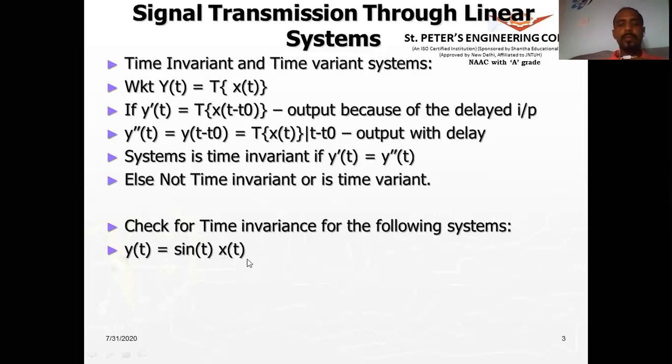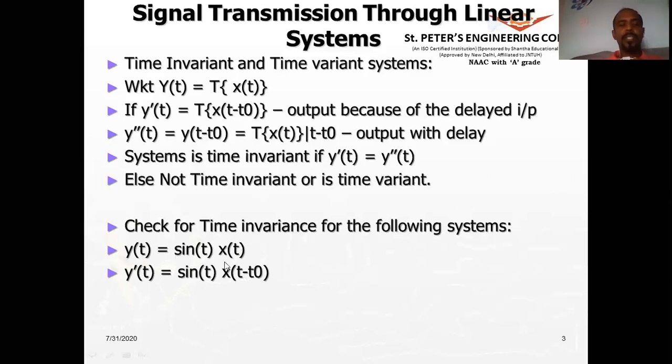So if I delay the input by t minus t naught, I get the output y dash of t, which is equal to sine of t into x of t minus t naught. This is the output because of the delayed input. I delayed the input and took the output. That I'm going to call y dash of t. Now I have to calculate y double dash of t, the output with delay. That is nothing but I have to go to the equation y of t and, wherever t is there, replace it with t minus t naught.